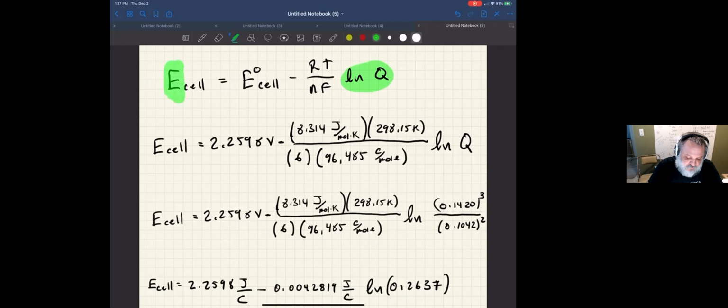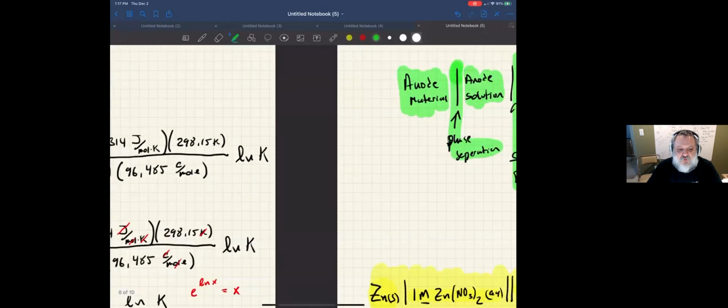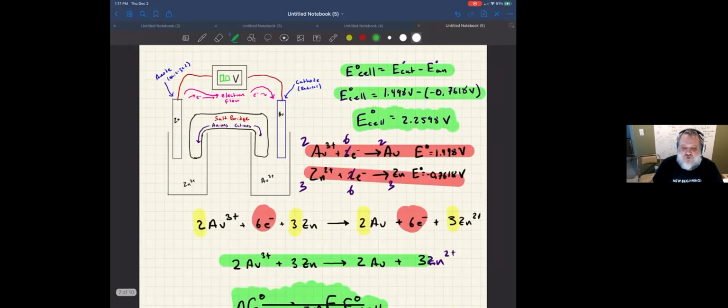So the voltage of the cell under non-standard conditions is the standard voltage of the cell minus RT over NF times the natural log of Q, the reaction quotient. And the reaction quotient, remember, is the concentration of the products raised to their stoichiometric coefficients divided by the concentration of the reactants raised to their stoichiometric coefficients. So we don't include solids in the reaction quotient, so it really is only the concentrations of each of these solutions. So it's zinc 2 plus, there's 3 of those, that goes in the numerator, and gold 3 plus, there's 2 for the stoichiometric coefficient, that goes in the denominator.